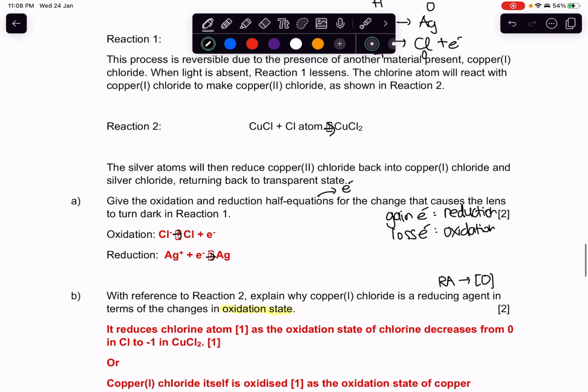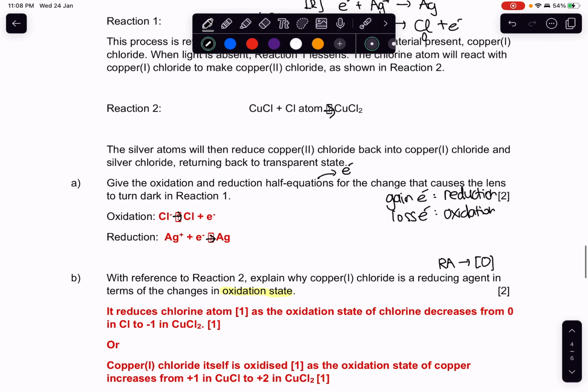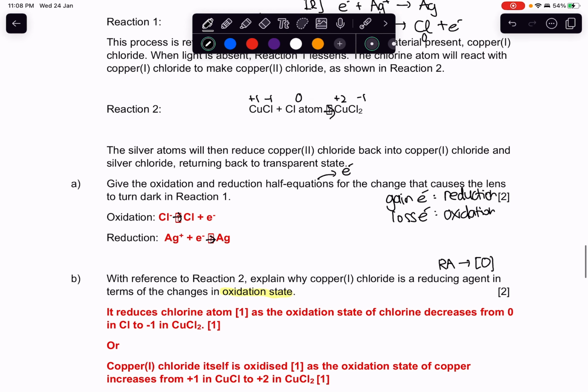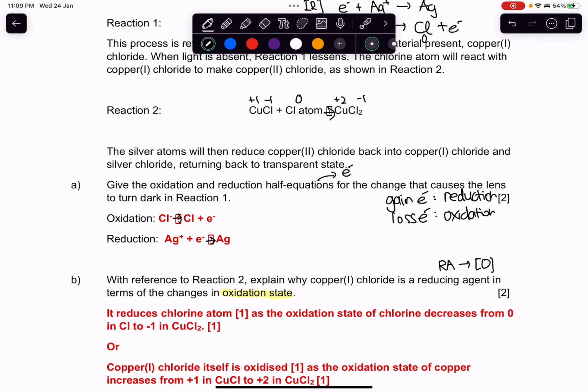So with reference to reaction 2, look at reaction 2. One easy way, just assign the OS first. So in copper 1 chloride, Cu is plus 1. Cl is minus 1, the chlorine atom is 0, and the chloride here is minus 1, and this is copper 2 chloride, so it's plus 2. So how do you explain that copper 1 chloride is a reducing agent? You either have to tell me copper 1 chloride itself is oxidized, therefore it's a reducing agent, or it has reduced the chlorine atom, so you choose one.